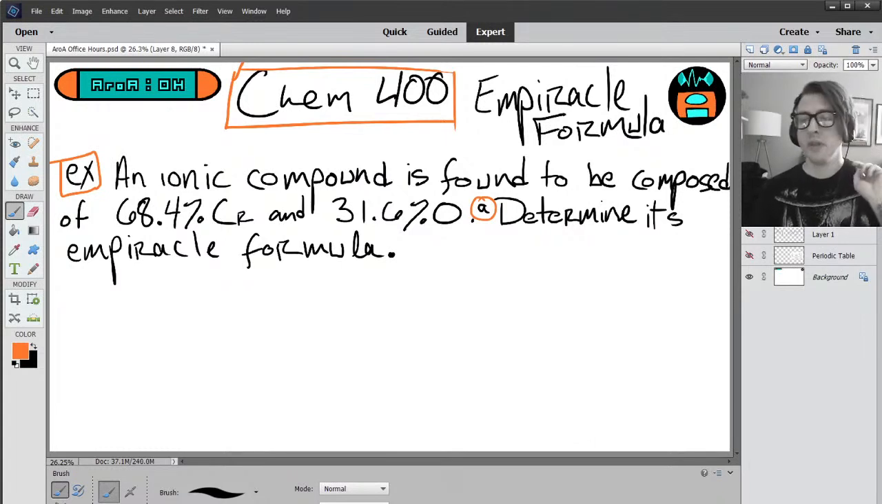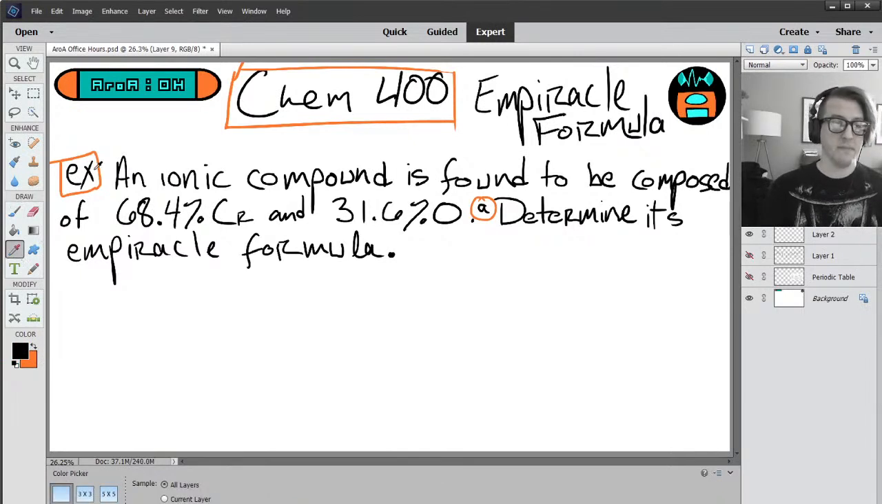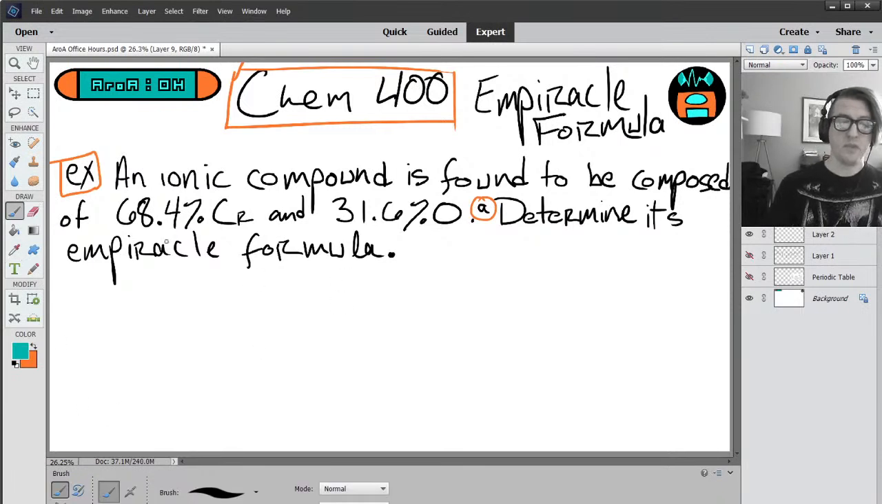Now, there are two ways that empirical formula problems can be presented to you. Either way can totally show up on the exam. In fact, it's most likely that both will. You can be given the masses, be told this many grams of chromium, this many grams of oxygen, or you could be given the percentages as we are here.